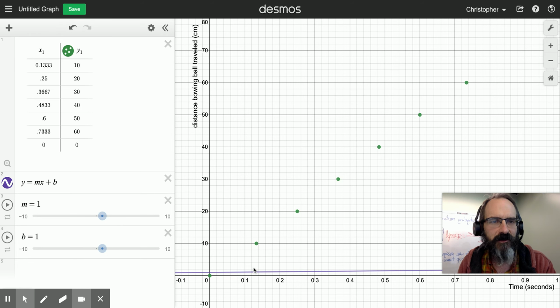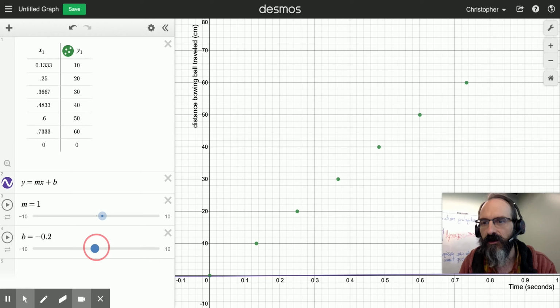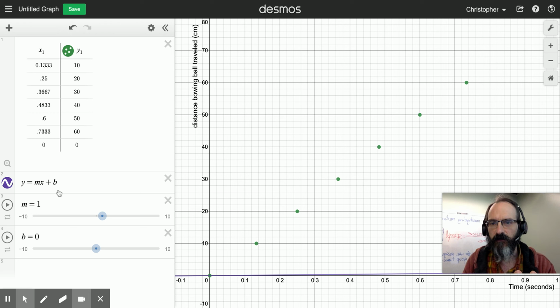It is not in the right place. There's a couple of problems with it that I see. One, it's almost flat. Two, it's just a little bit above our origin point. It's real easy to fix problem number 2. Let's just bring b down to 0. Now it's definitely going to go through the origin because the y-intercept will be 0, right where we want it.